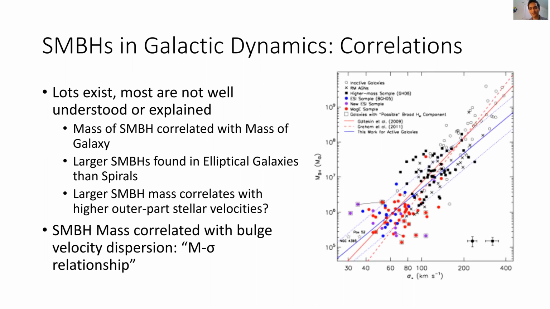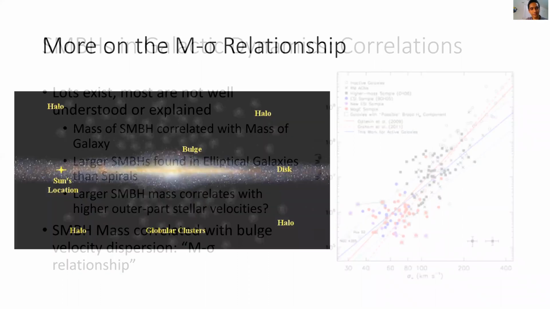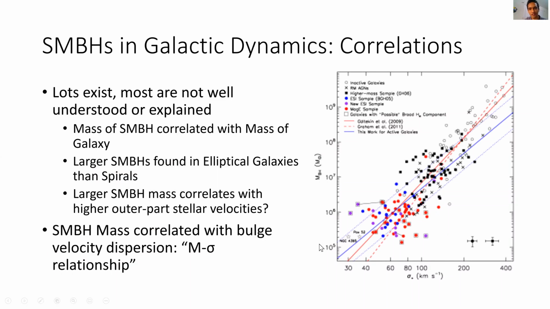So this type of correlation we call really good in galactic astronomy, even though it looks kind of like a mess. This last one is perhaps the only correlation that we're starting to get a good sense of. It's called the M sigma relationship. The M is for the mass of the supermassive black hole, and the sigma is the velocity dispersion, in particular the bulge velocity dispersion.